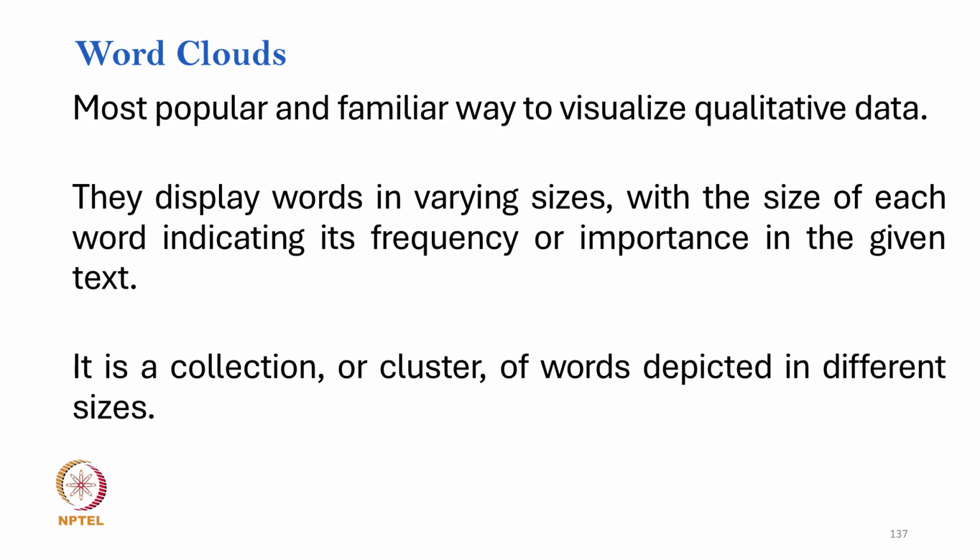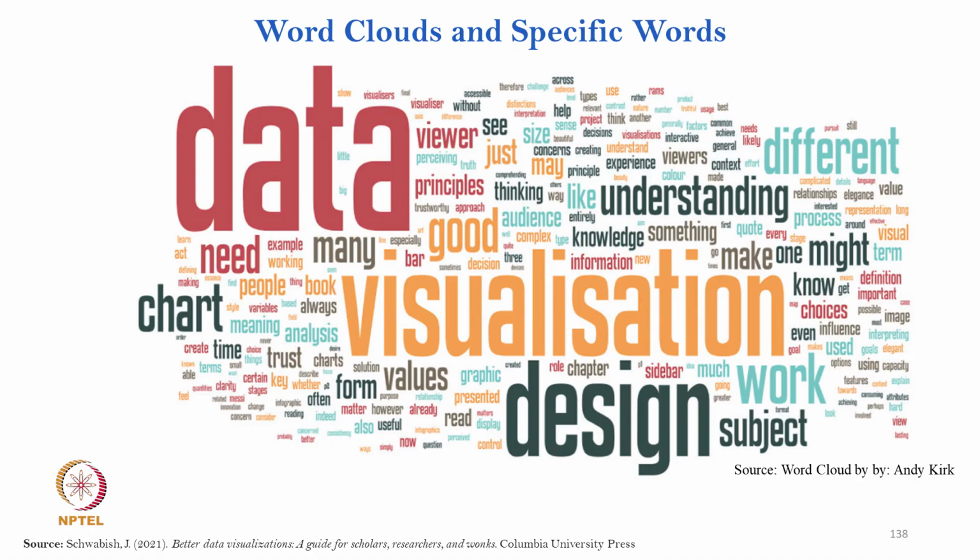Another one is the word cloud. Most of us know what is meant by a word cloud. Word clouds are perhaps the most popular and familiar way to visualize qualitative data. You display the words in a visualization, with the size of each word indicating the frequency and importance in the given text. In a word cloud, a collection or cluster of words is depicted in different sizes. The bigger and bolder a word appears, the more often it occurs, which means it has more importance in that particular text.